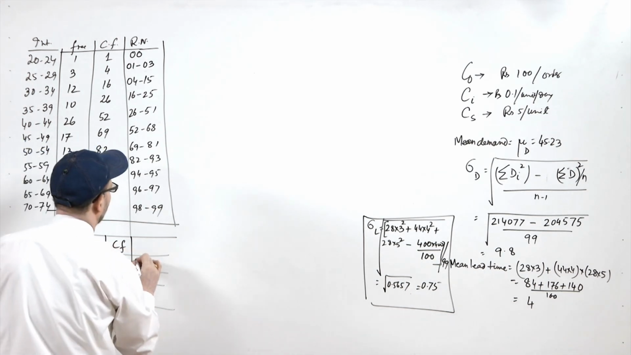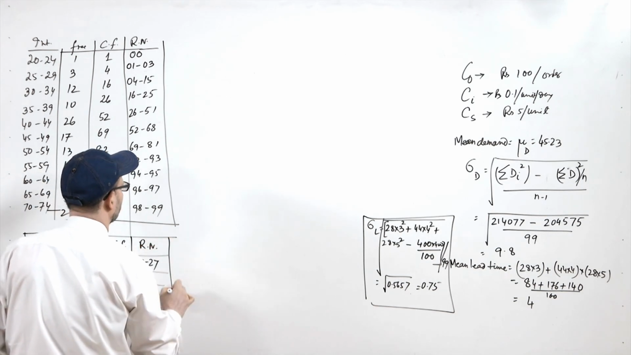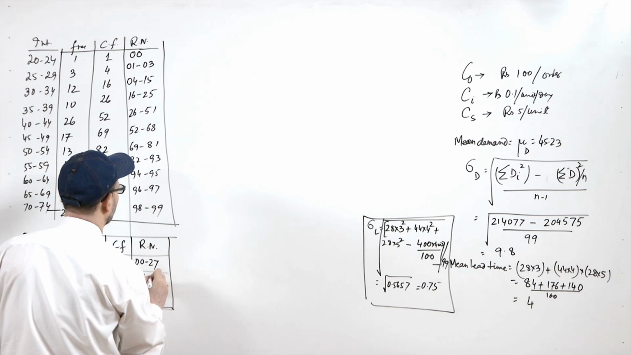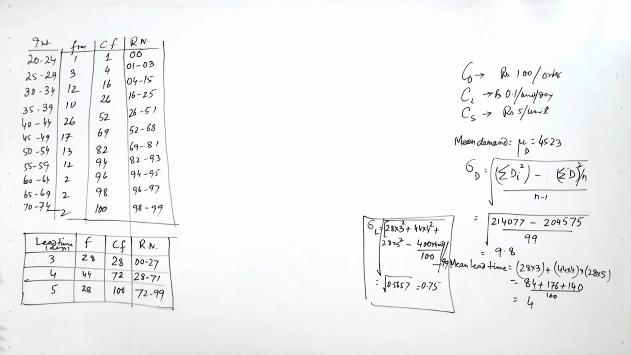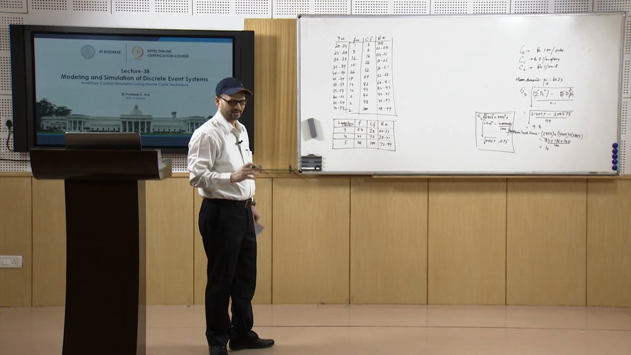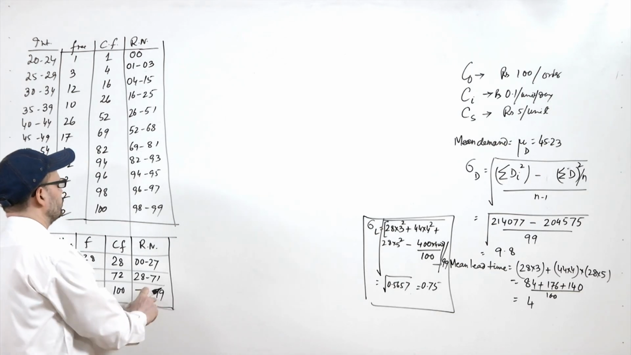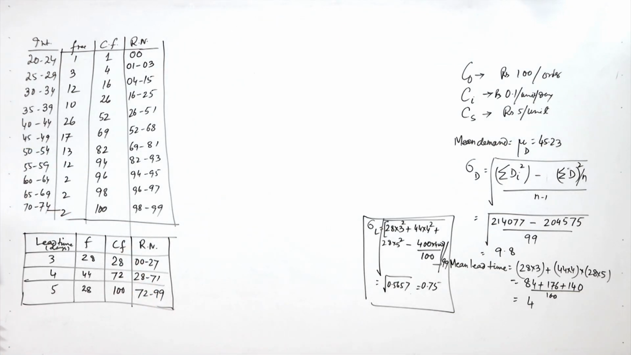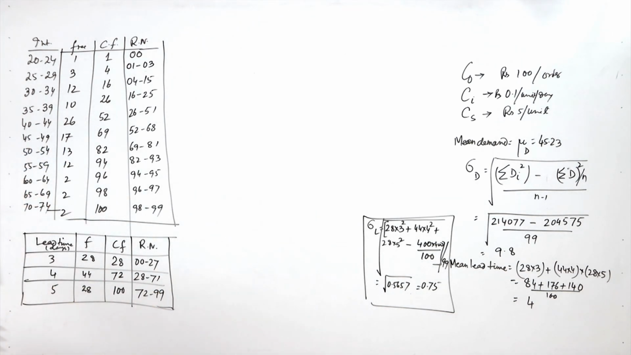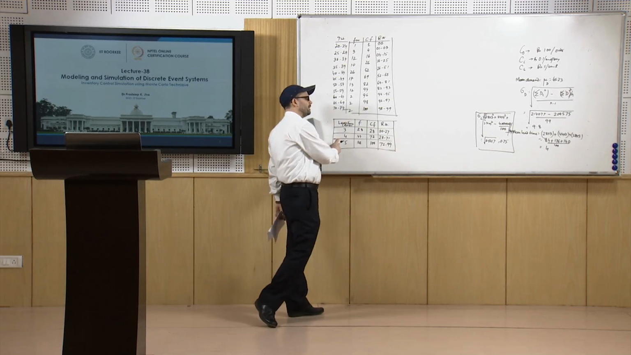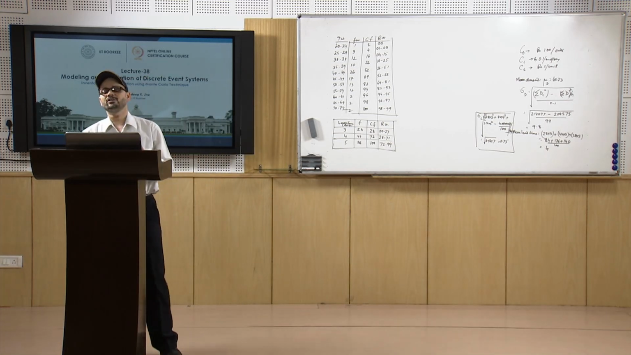So, you will have the random numbers from 00 to 27, then 28 to 71, and 72 to 99. If you are generating a 2-digit number, it goes up to 99, before 100. So if the number comes like 83, and the order is placed at that time, the lead time will be 5 days. This is how you calculate these values.